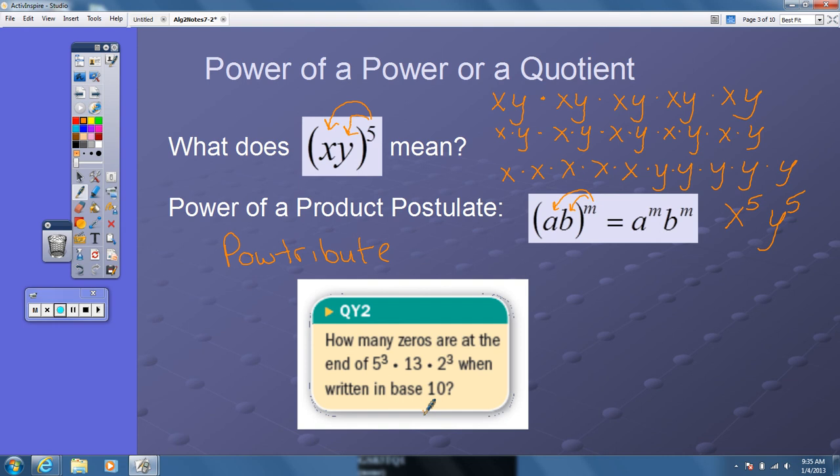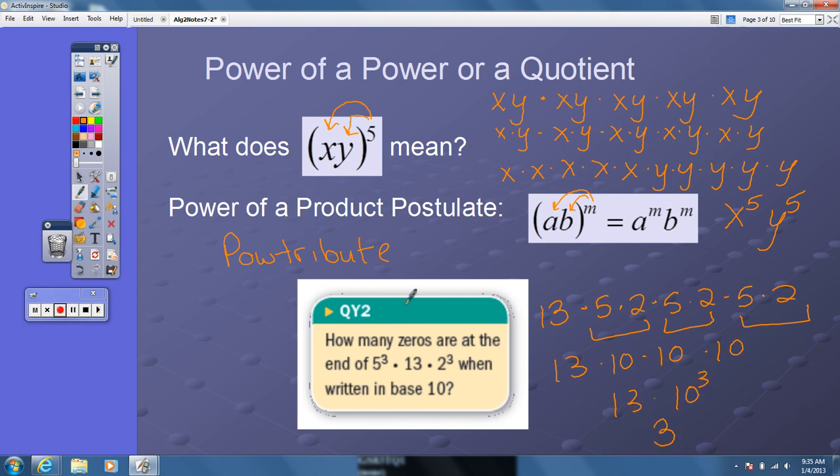Okay, and hopefully you can see this, but what we're going to do is all about rearranging the numbers. 13 times, look, 5 times 2 times 5 times 2 times 5 times 2. Oh, there's 10, 10, 10. So 13 times 10 times 10 times 10. 13 times 10 to the 3rd. How many zeros are there going to be? There's going to be 3 zeros.